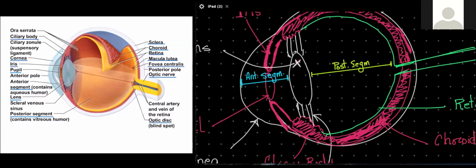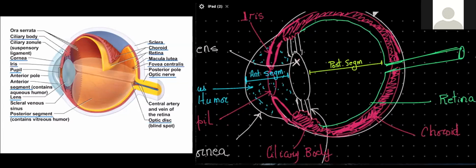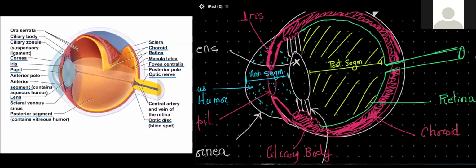The anterior segment is going to be filled with a watery substance. We call this watery substance filling the anterior segment of the eye the aqueous humor. Compared to the posterior segment of the eye, which is going to be filled by a gelatinous substance that will be like a glass. We call this the vitreous humor.